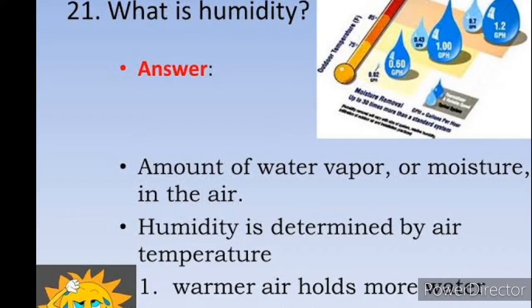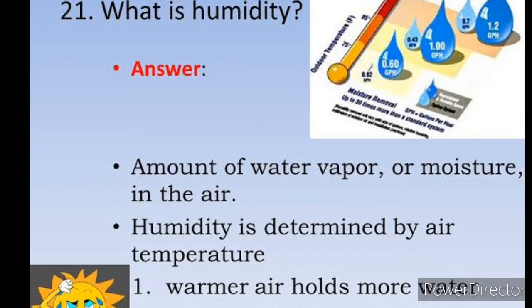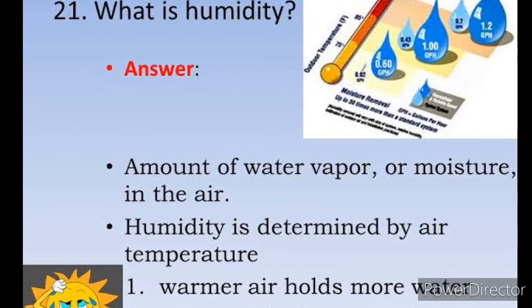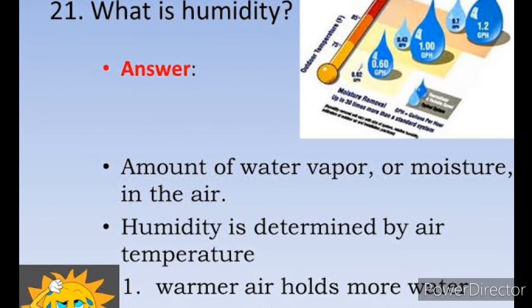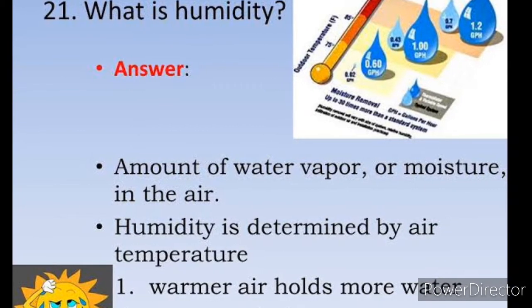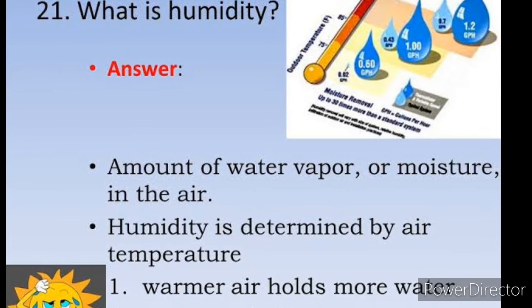Next, humidity is the actual amount of water vapor present in the air. So the amount of water vapor in the air is known as humidity. Humidity is determined by air temperature. Warmer air holds more water and cooler air holds less water. So this is about humidity.